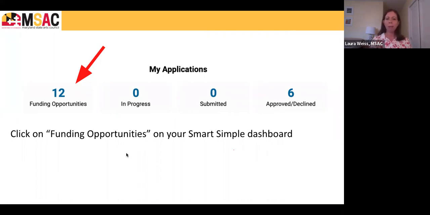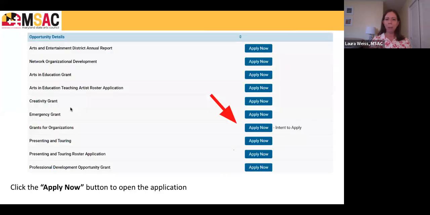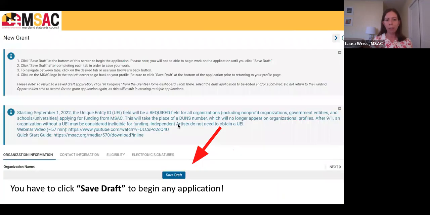If you click on that funding opportunities menu, it will open up all of the different applications that you would be eligible for as an organization. The one that you want to look for is the Grants for Organizations application, and you'll see next to the Apply Now button, it says Intent to Apply. So you would click that blue Apply Now button, and it will open the Intent to Apply application for you. It will look something like this.